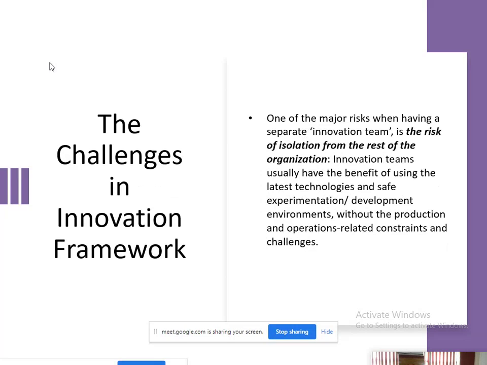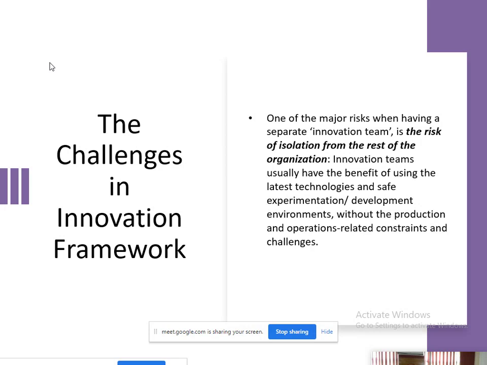So there are some challenges also in the framework. You can see that there is a problem. Suppose you are working in a particular technology, and we want to innovate that thing. But the other people or the other organizations are not doing that thing. It can be that we are doing it alone, and whatever problems we are facing, we will not be able to get support from the other organizations.